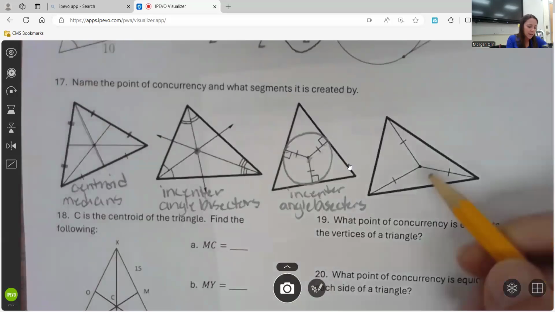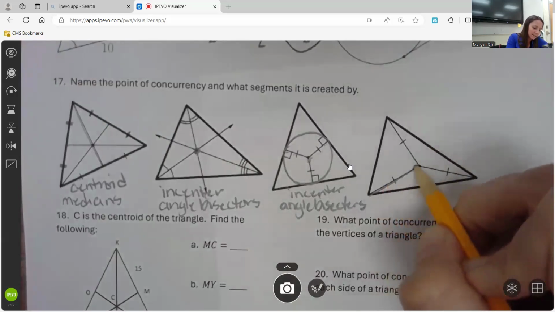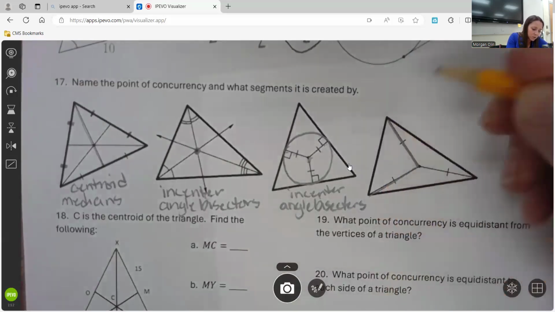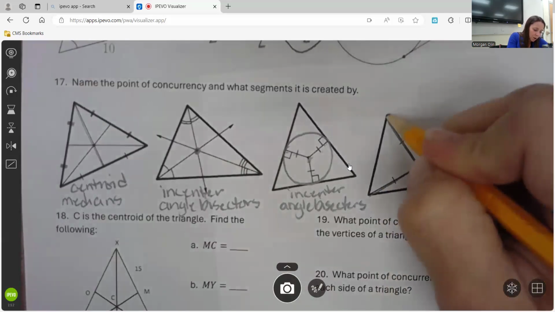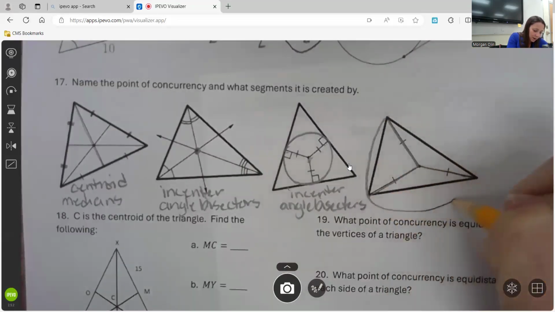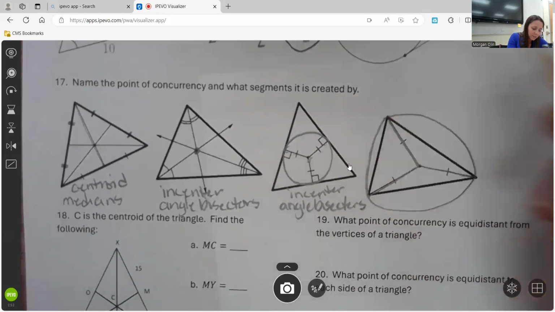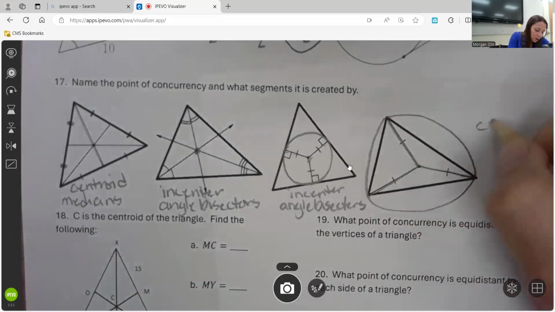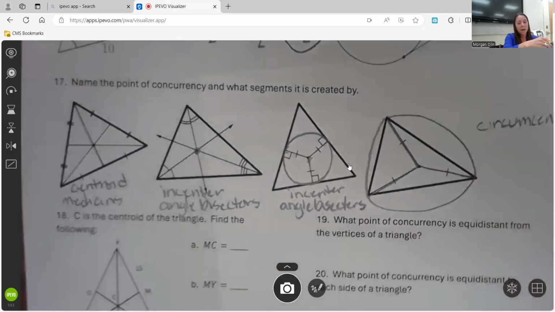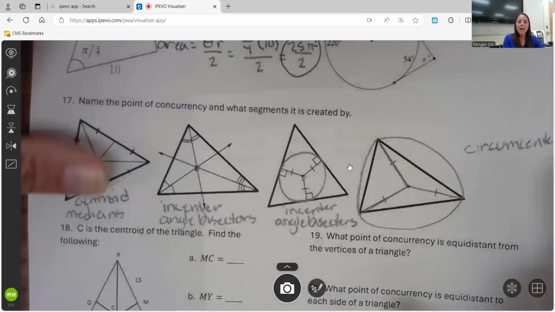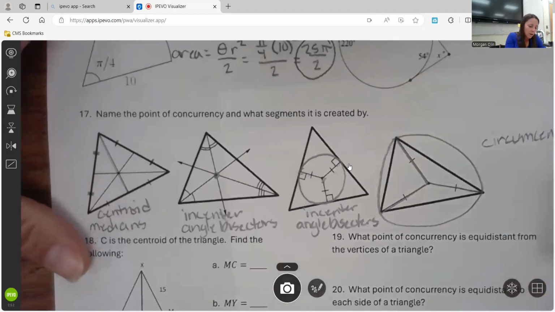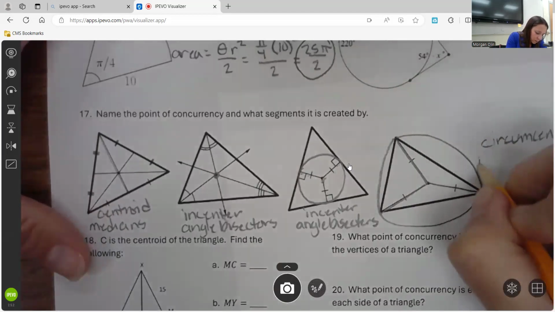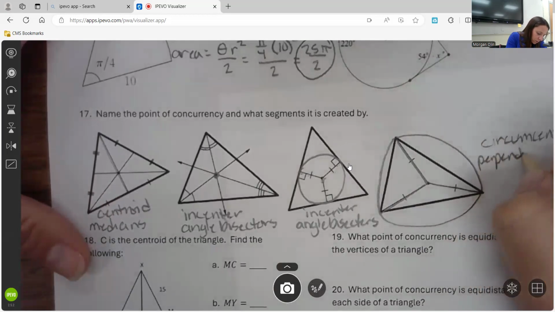Now here, anytime the distance from the vertices to our point of concurrency is the same, we can draw a circle on the outside. And when we can draw a circle on the outside, that is called the circumcenter. And the circumcenter is created by perpendicular bisectors.